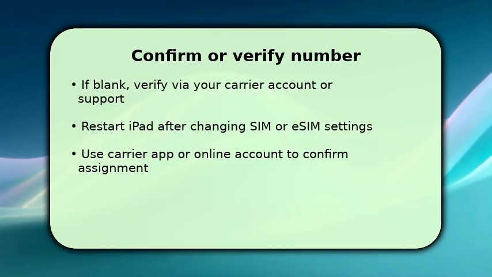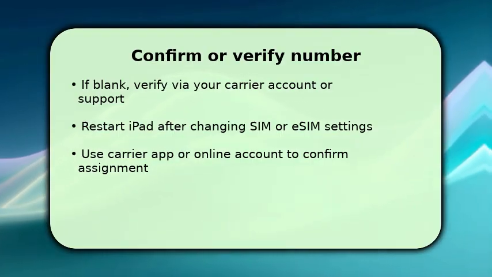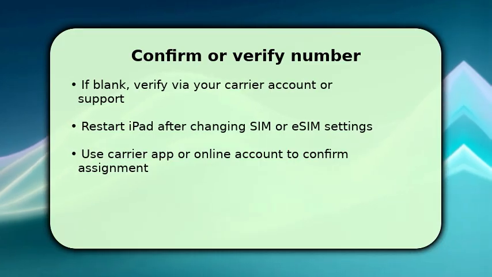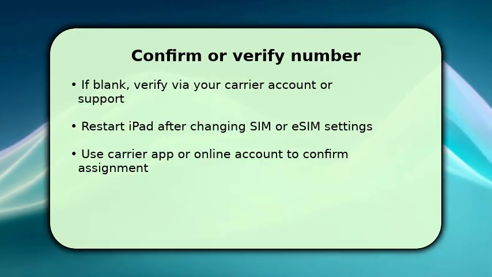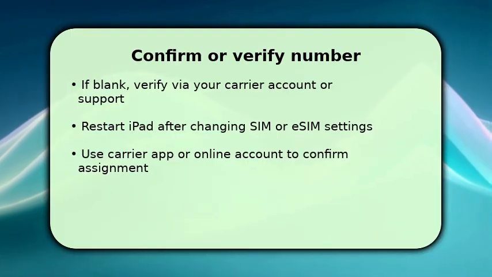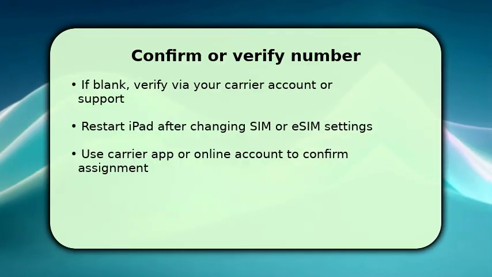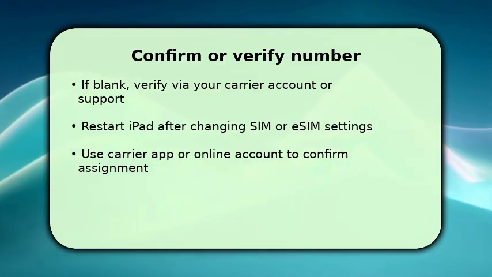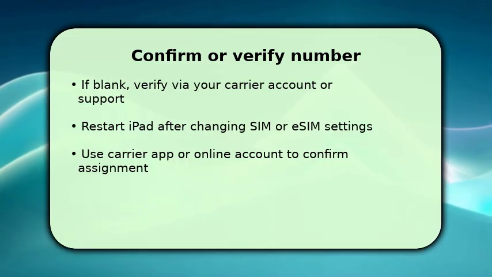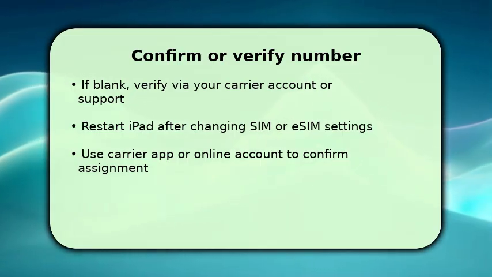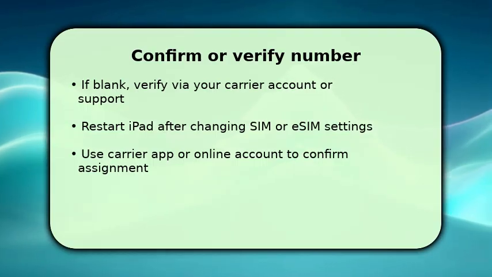If it's blank or shows unknown, the reliable next step is to sign into your carrier's website or app and check the SIM/plan phone number there. Once you update or confirm on the carrier side, restart the iPad to force a refresh. Troubleshooting tip: if the number still doesn't appear, remove and reinstall the physical SIM or reprovision the eSIM.